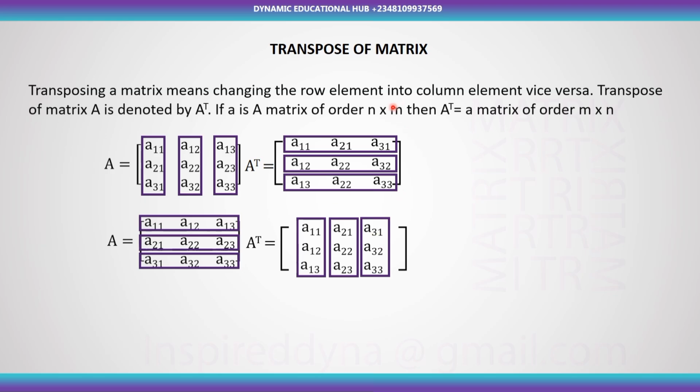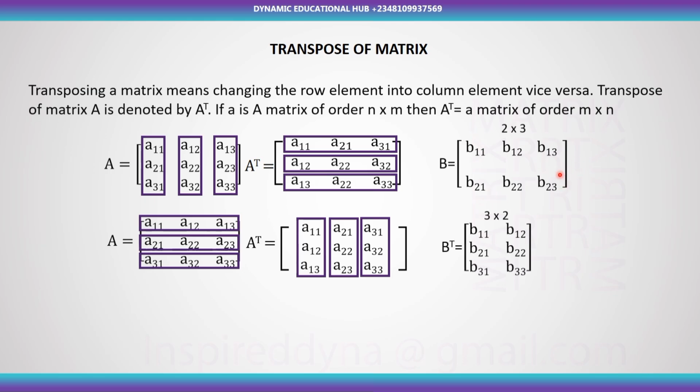Now, for a better understanding of this statement, if A is a matrix of order m by n, then A transpose is a matrix of order n by m. Let's see. Now let's have this matrix B. We can see that it is 2 by 3, 2 rows and 3 columns. Now if you transpose it, let's see what we are going to get. Simply, we pick this and change it to this, and this is what we are going to get.